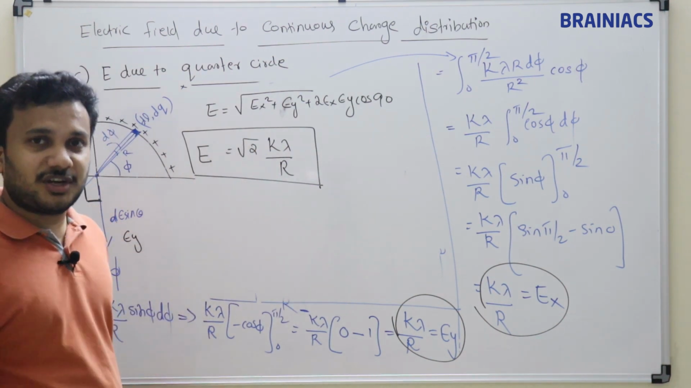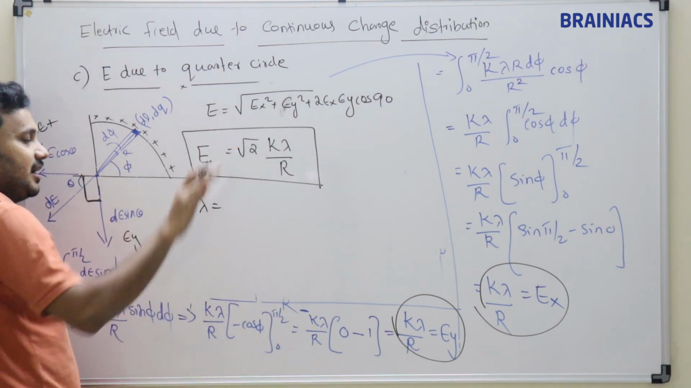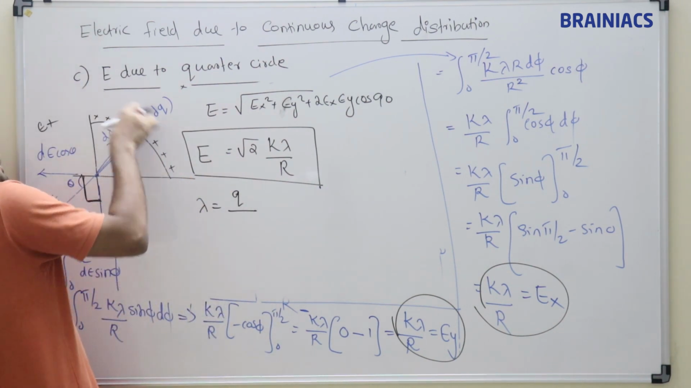Lambda is called linear charge density. What is the value of lambda in this case? Lambda is equal to charge by length. What is the length of this quarter circle?